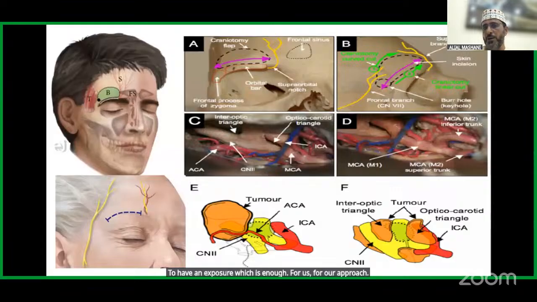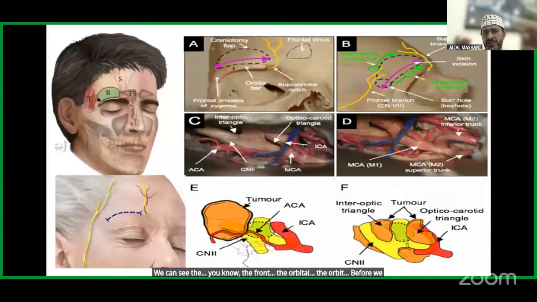Then we start the burr hole, and then we take the bone out. After that, we have this structure in front of us. We can see the orbit.